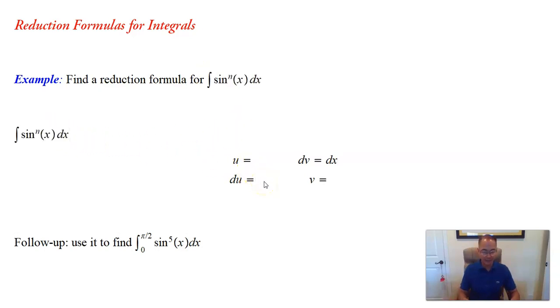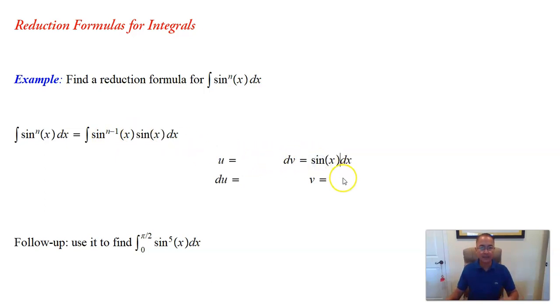So sine to the n of x is the same as sine to the n minus 1 times another factor of sine of x. Okay, I'm going to borrow the sine of x. So we will use that single power sine of x to go with dv. And we'll say, okay, the rest of you can go with u. U will be sine to the n minus 1 of x.